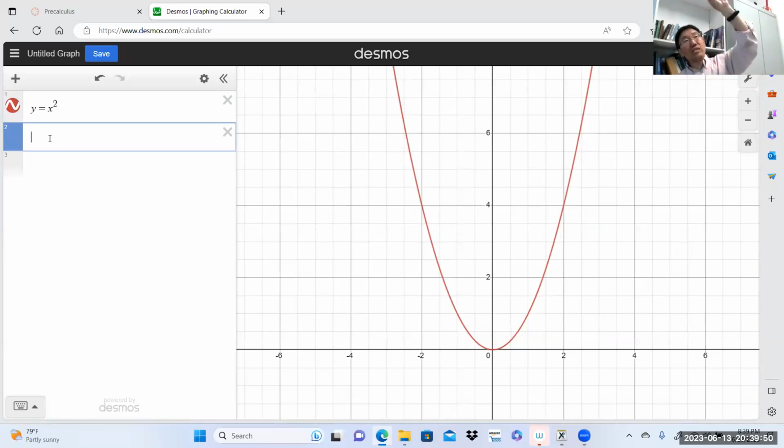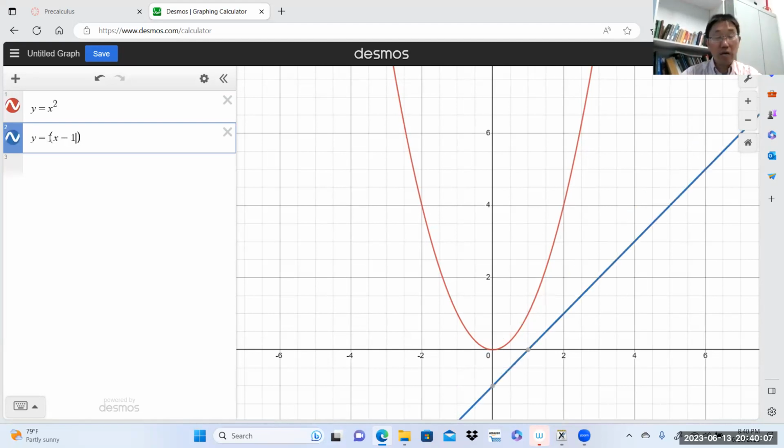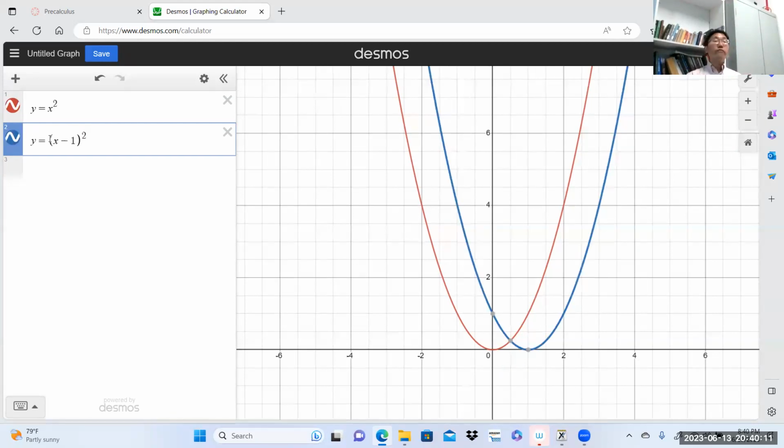Now I replace x by x minus 1, f of x minus 1. So then y, what is it? If f of x equals x squared, what is f of x minus 1? Then it is the square of what? x minus 1, right? So this is f of x minus 1, replacing x by x minus 1. The top guy is f of x. The bottom guy is f of x minus 1. So it's x minus 1 squared.